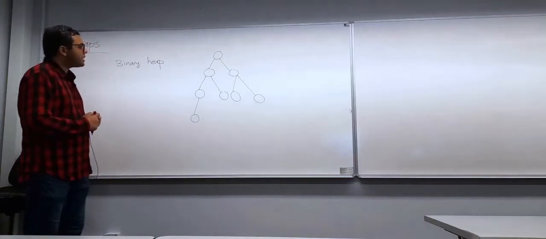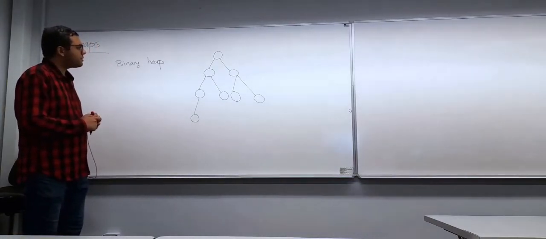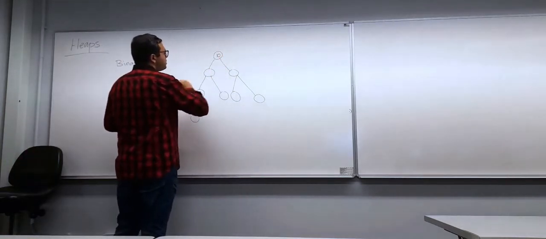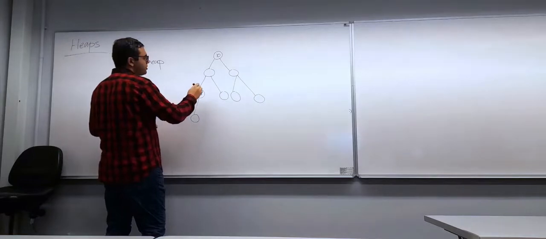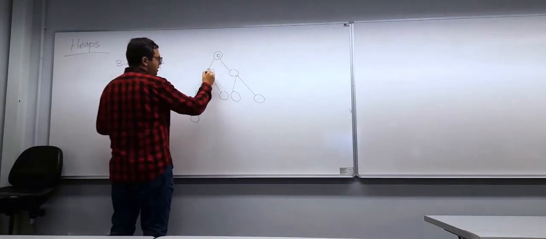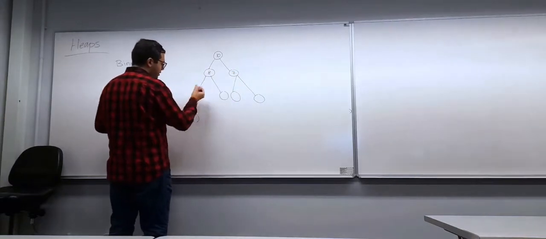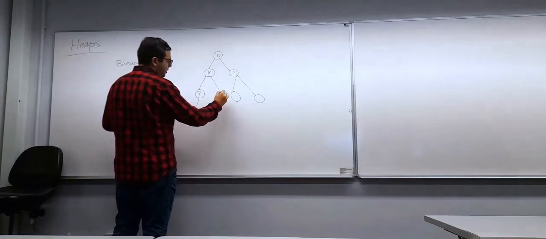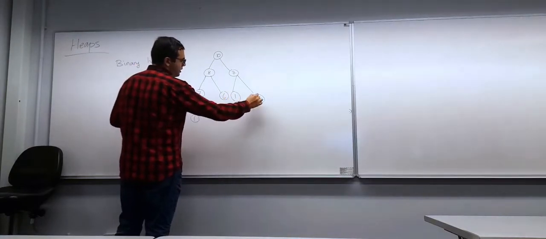And it has to satisfy the heap rule, which means that the number written at every node should be larger than or equal to the numbers written at its children. So if I have a 10 here, I can have maybe an 8 here, a 7 here, a 7 here, 1 here, 6 here, a 1 here, and 2.